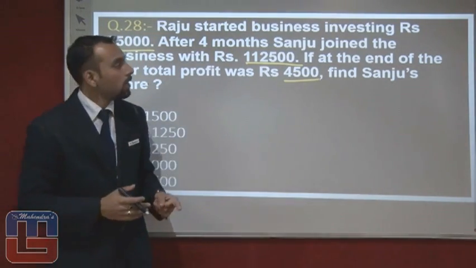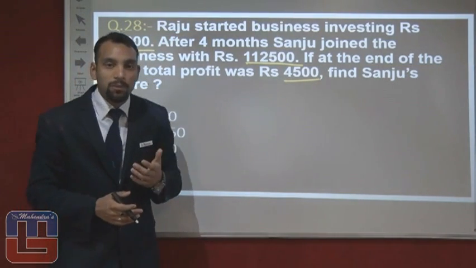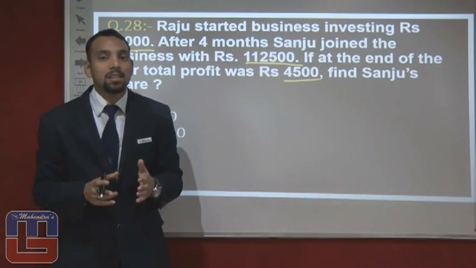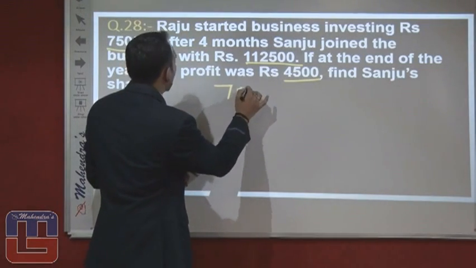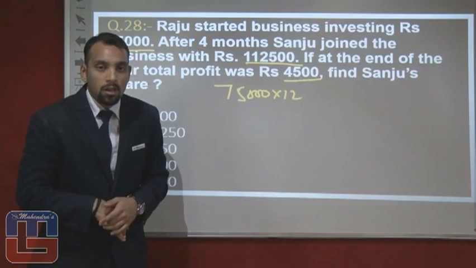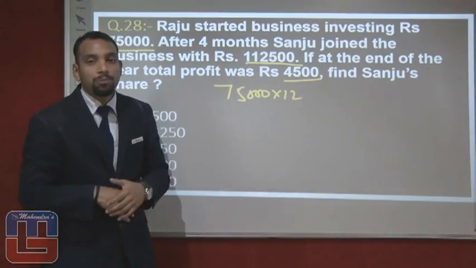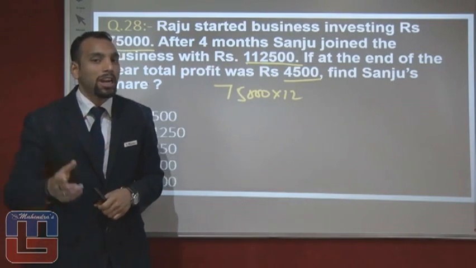which means the ratio in which we invest will be equal to the ratio of their profit. For example, Raju is investing rupees 75,000, and we know in partnership the business runs for 12 months. So 75,000 multiplied by 12. But Sanju came after 4 months. So the business for Sanju will be for 8 months.